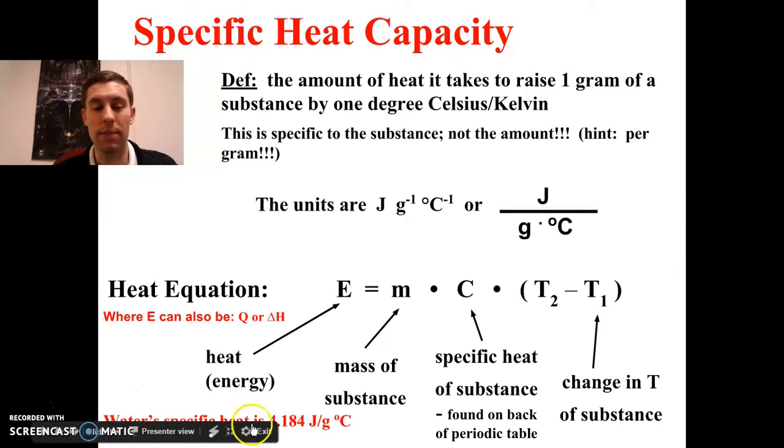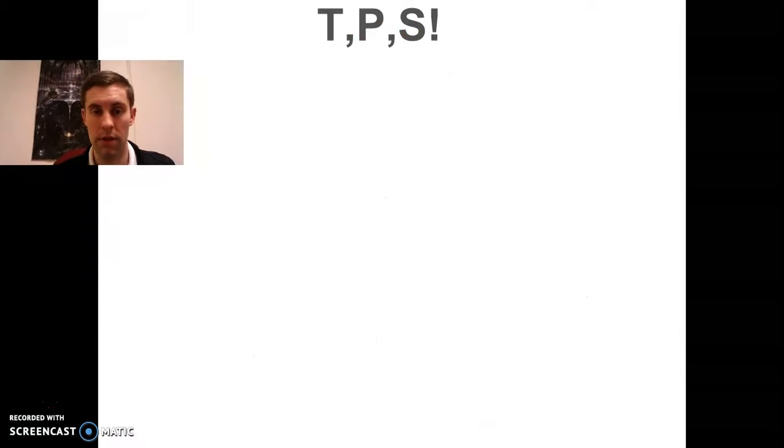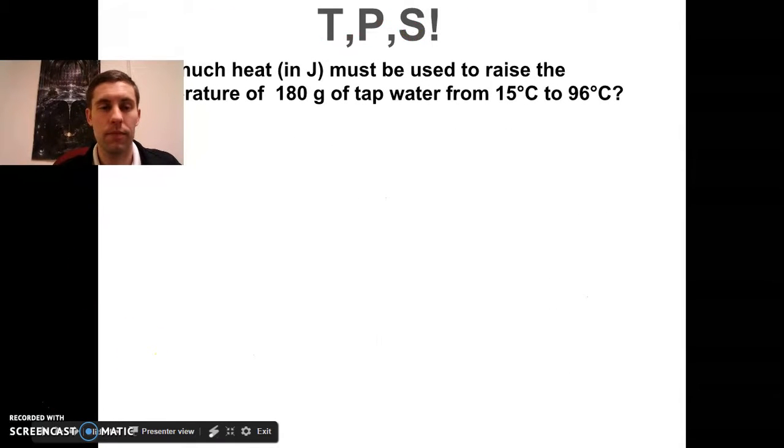The common one you might want to just keep in your minds is that water's specific heat capacity, the one used most often, is 4.184 joules per gram degree Celsius. Okay, then let's try one.